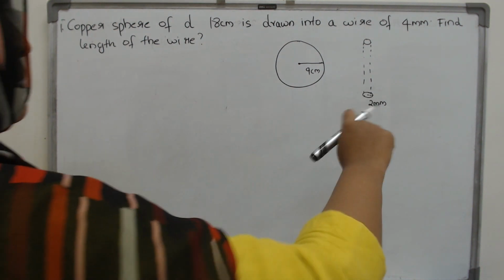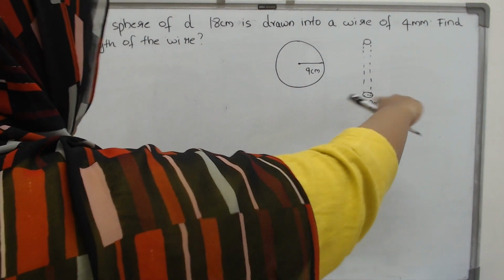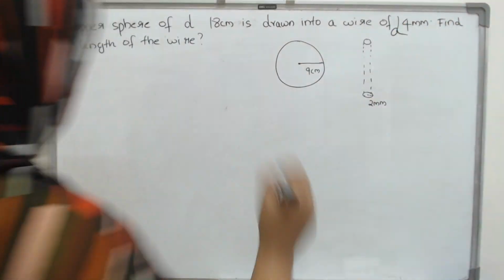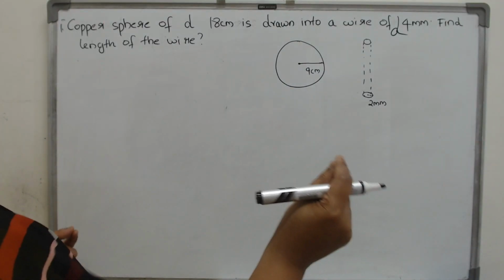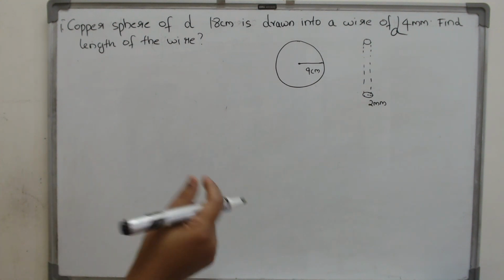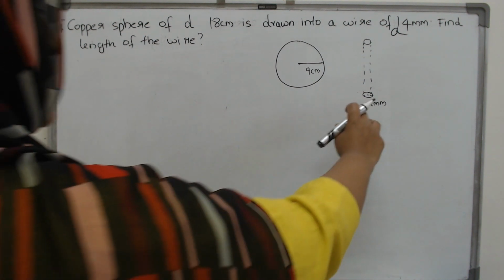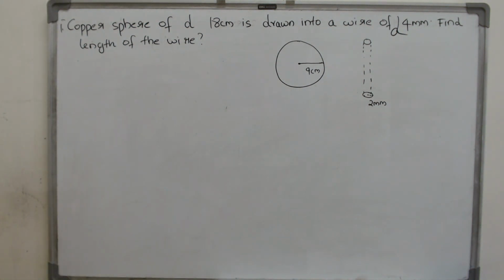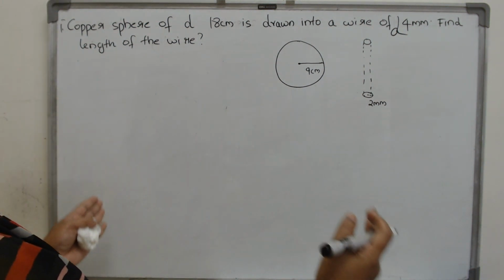Now its breadth will be what we take as its radius, right? So its diameter is 4 millimeter. Millimeter is extremely small, right? A wire, its radius will be extremely small. So its radius is 2 millimeter. Now what have we found out? Both of their volumes are same.